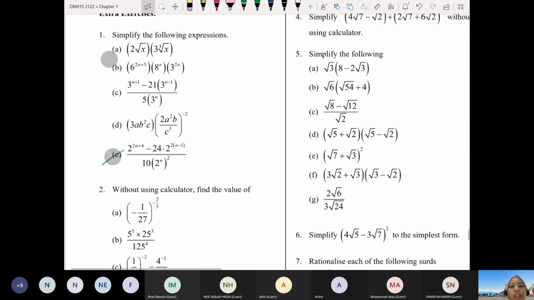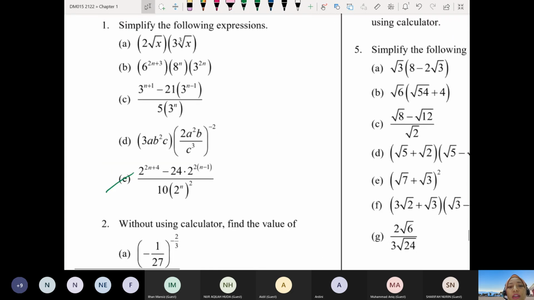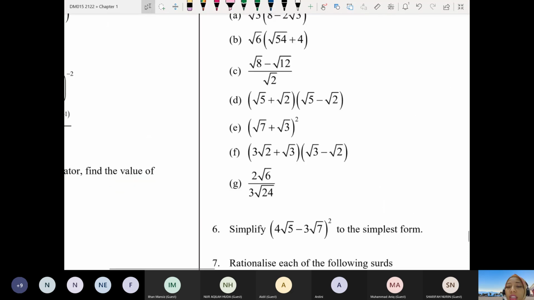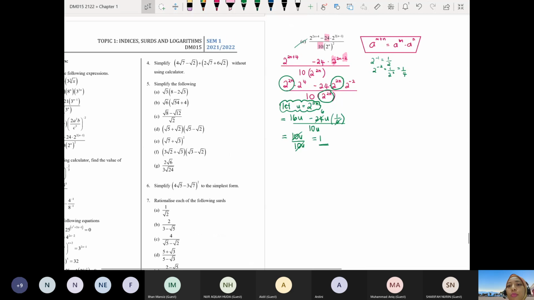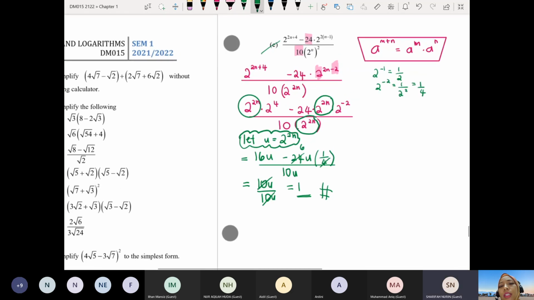Tadi I macam ragu-ragu kalau dia minta solve for n. So I have to substitute back. But then the question one simplify. So whatever answer you get, you get 1 lah. It's possible. Okay. Alright, clear untuk yang tanya tadi? Clear. Okay, very good.